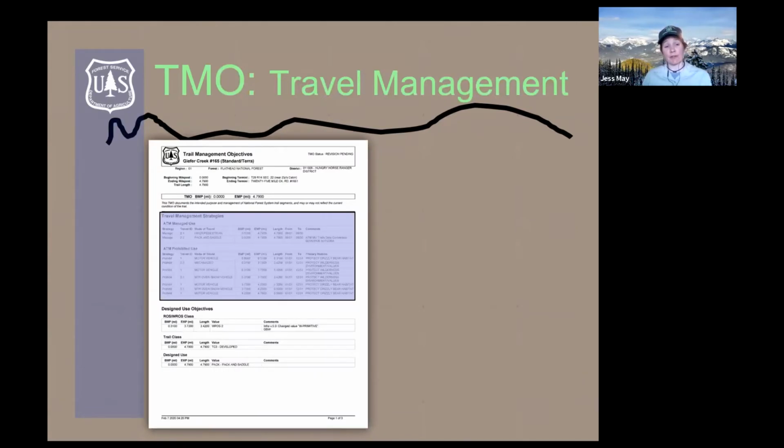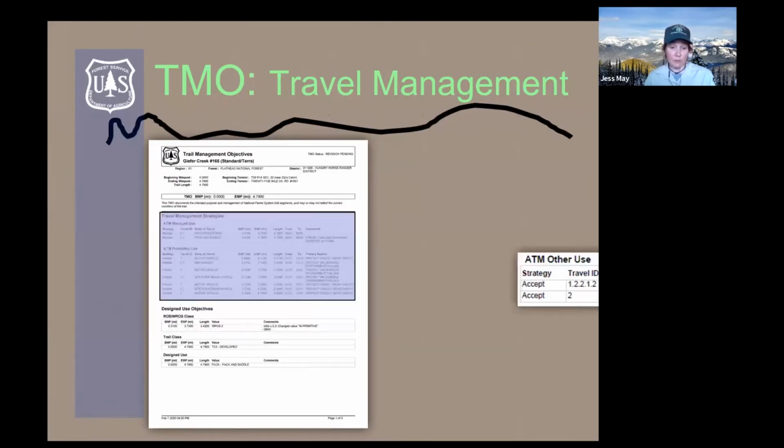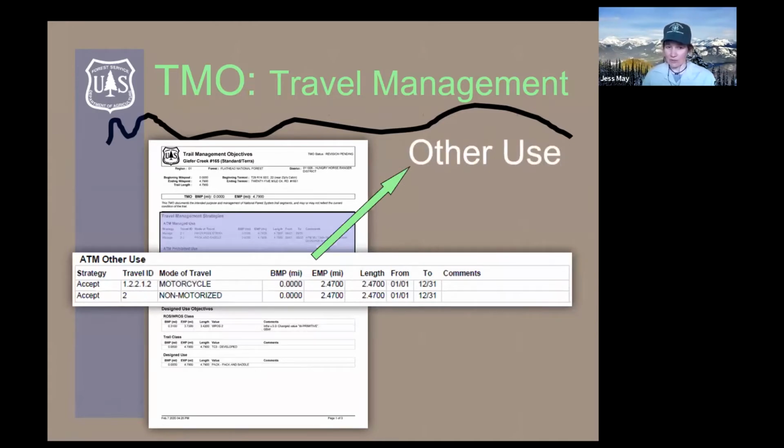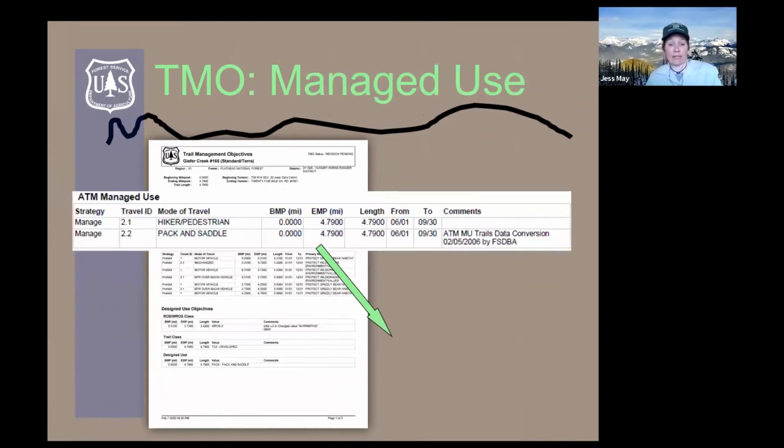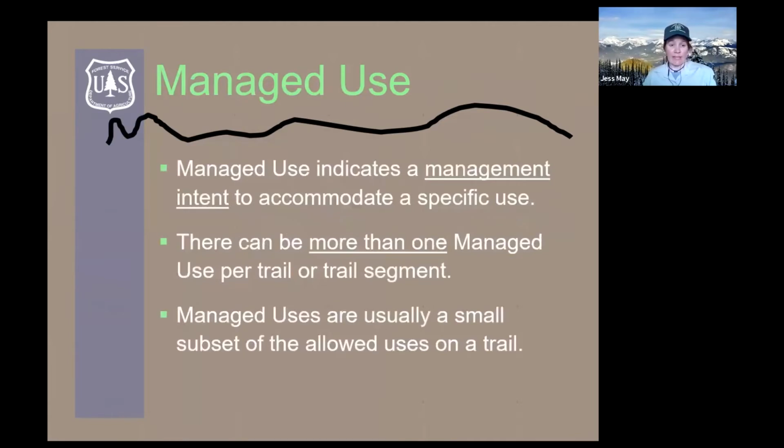So after we have that trail definition, we go to the travel management strategies. That's made of three different elements: the managed use, the prohibited use, and other use, which is kind of a weird one. So to start with managed use, what is that? That is the mode of travel that is actively managed and appropriate on a trail based on design and things. So it takes into consideration our intent for the trail. There can be more than one managed use. We might manage a trail for hikers and for horses, for example, sometimes even for mountain bikes.